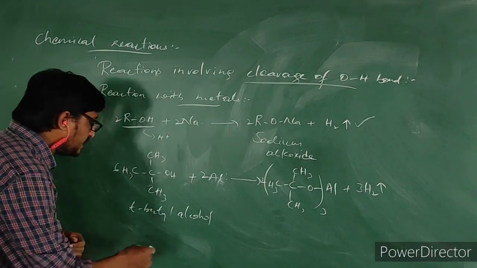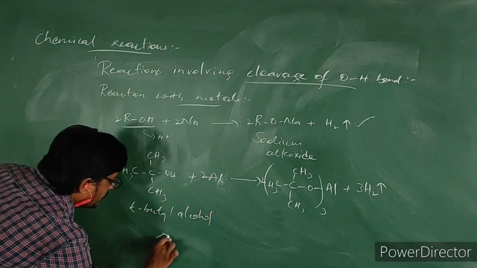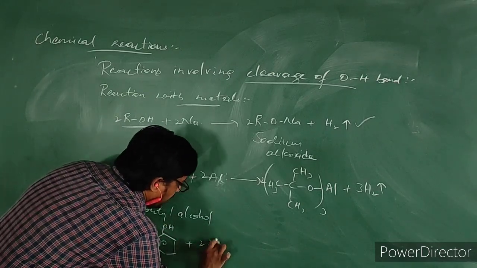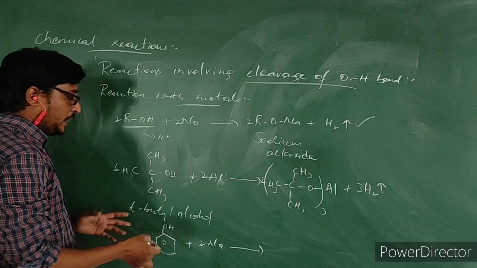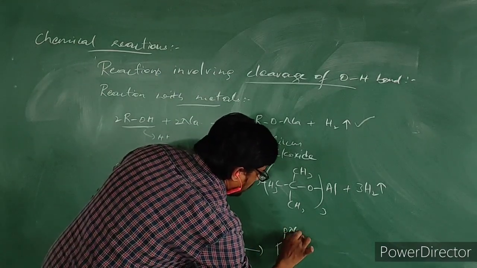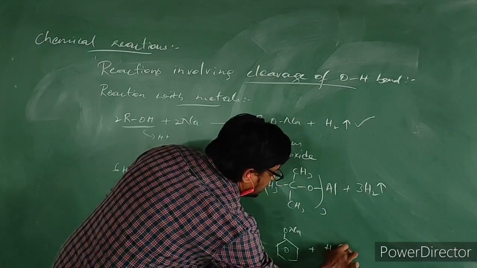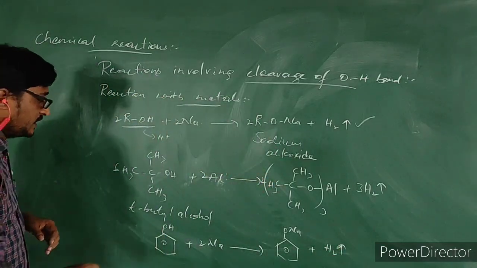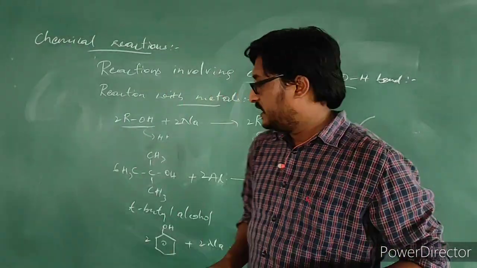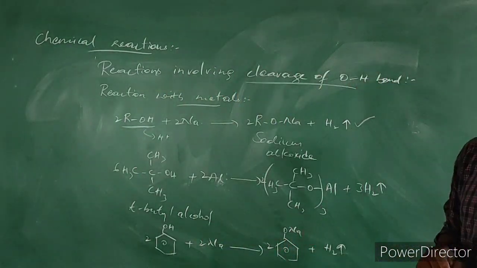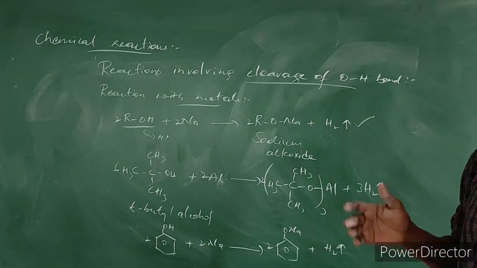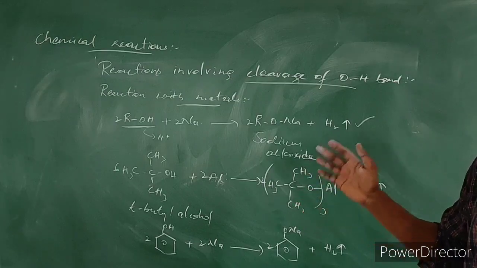We can take one more reaction also. For example, when we are treating phenol with sodium metal, it also produces sodium phenoxide, and hydrogen gas gets liberated from this. It also indicates that phenols are acidic in nature. So these reactions tell us the acidic nature of alcohols and phenols.